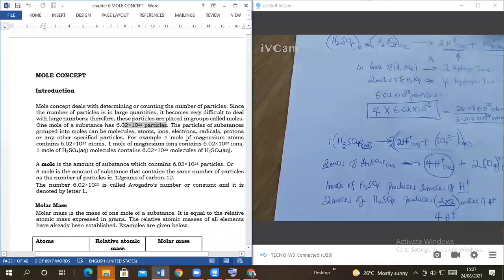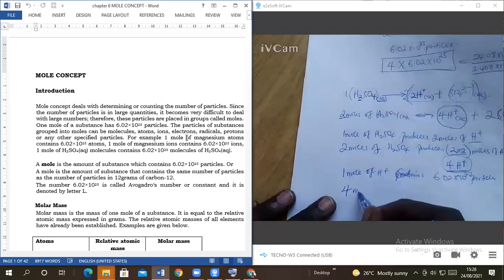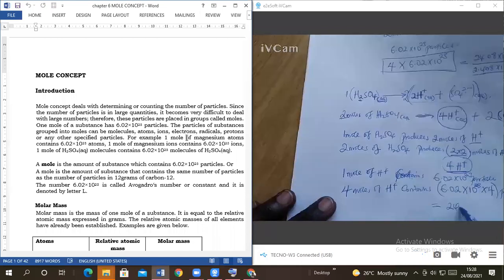But in 2 moles of sulfuric acid, we have how many ions? 4. What about 4 moles of hydrogen ion? It contains 6.02 times 10 power 23 times 4. These are particles. So if you multiply this, it comes to 24.08 times 10 to the power 23 particles.